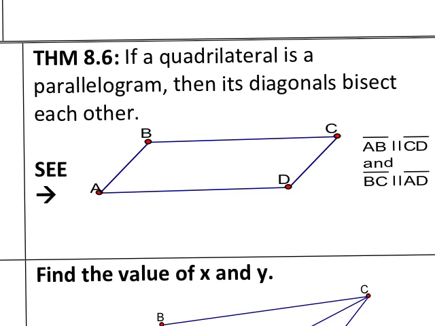Okay, Theorem 8.6, and the last theorem I promise for this section, is that if a quadrilateral is a parallelogram, once again, with this parallel stuff over here, then its diagonals bisect each other. Remember this word diagonals from back in the first section? Diagonals are when we connect two vertices. Then the diagonals bisect, and remember that bisect means cut in half.